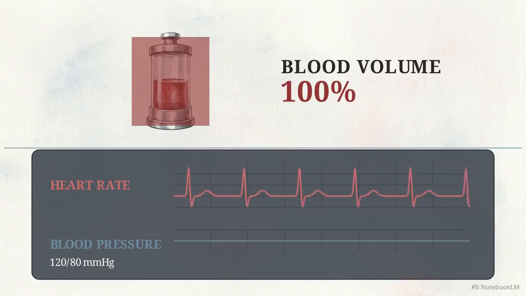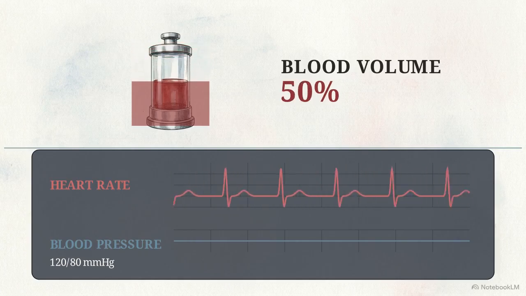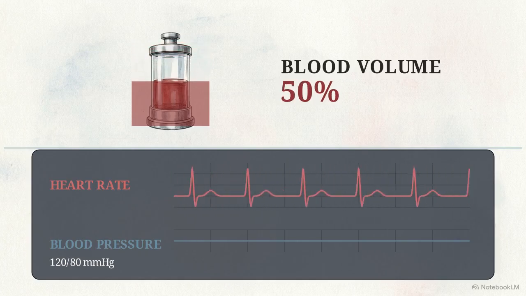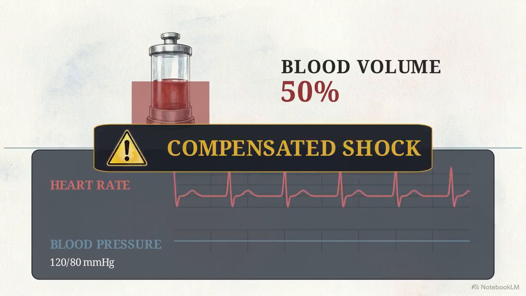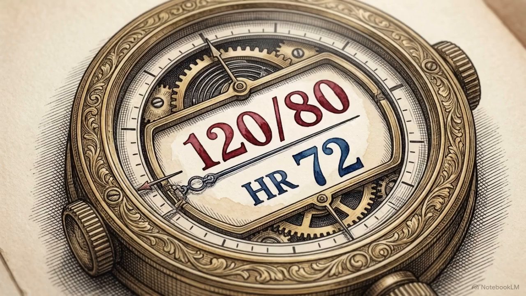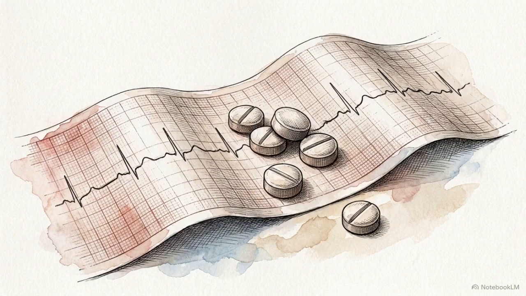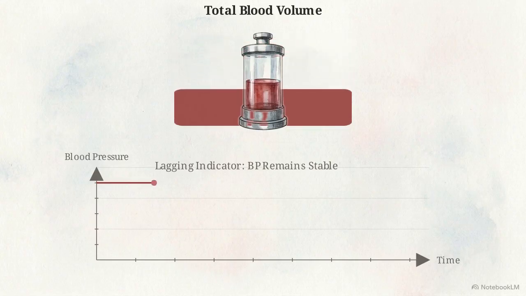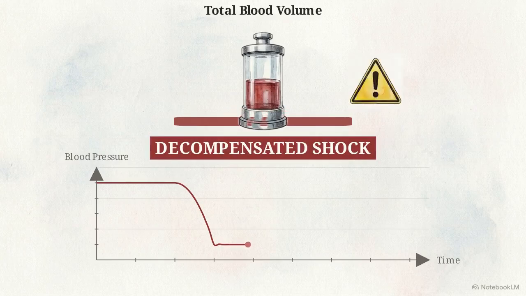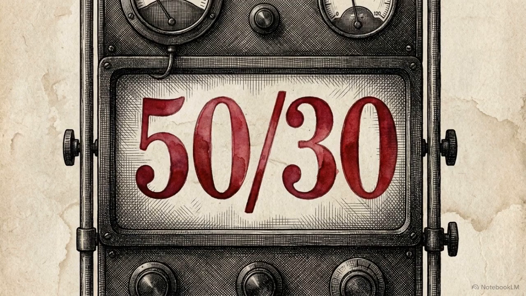This is the novice trap. The tank is half empty, but because of these compensatory mechanisms, the blood pressure stubbornly remains normal. This is compensated shock. At this stage, clinical stability is a dangerous illusion. If the patient takes beta blockers, the drug masks early tachycardia, completely removing the primary warning sign. Once the compensatory mechanisms fail, the blood pressure crashes. The patient has entered decompensated, potentially irreversible shock. Waiting for hypotension is equivalent to waiting for the patient to start dying. Blood pressure is a fatally lagging indicator.